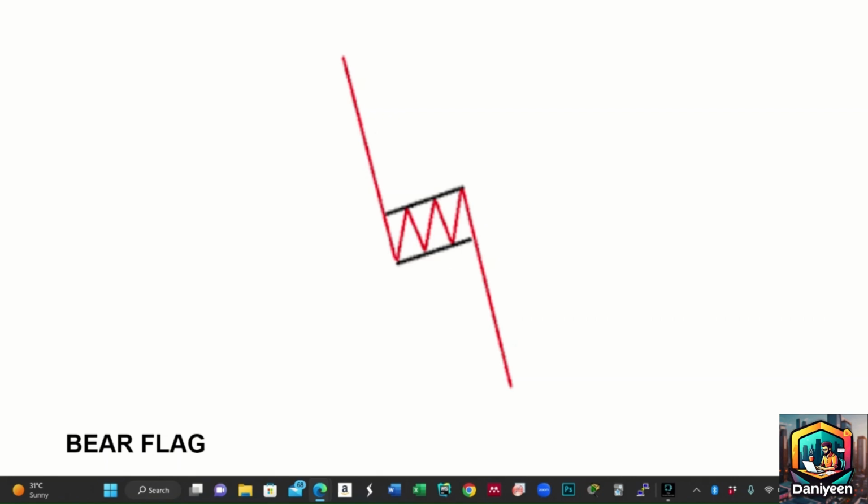So the main difference between bull and bear flag is that bull flag is mainly used to catch an uptrend, and a bear flag is mainly used to catch a downtrend.